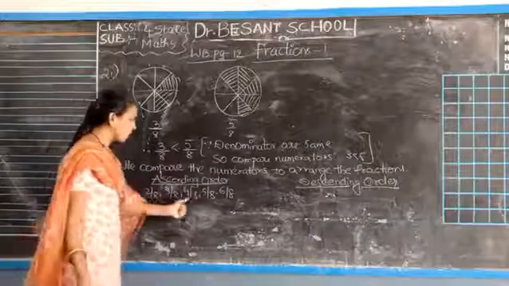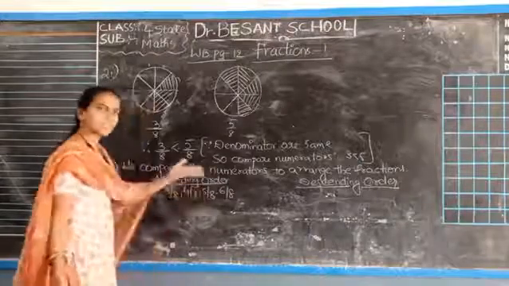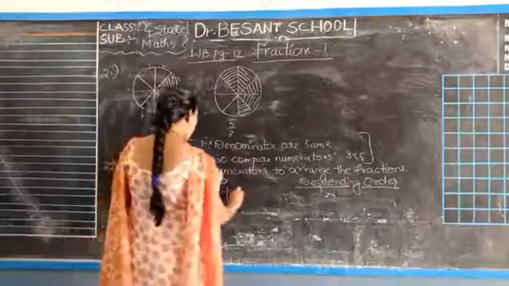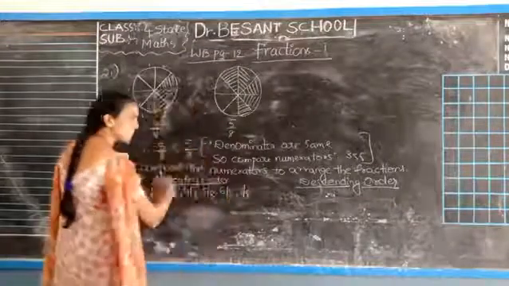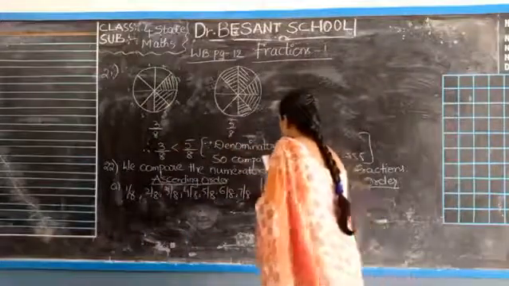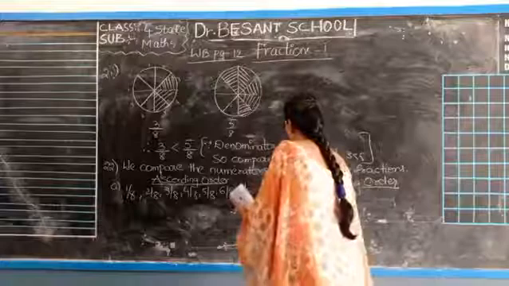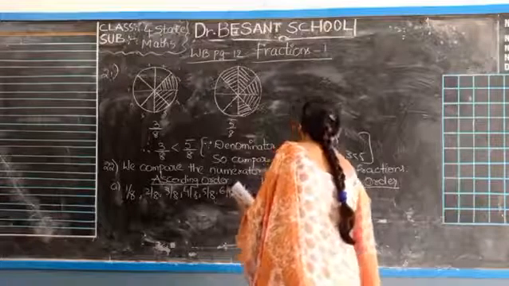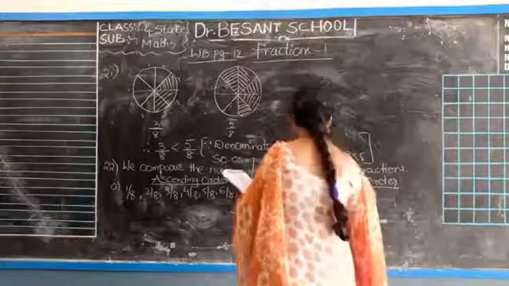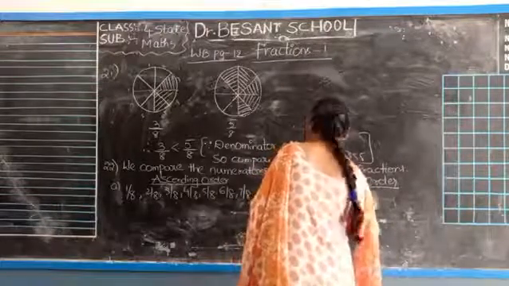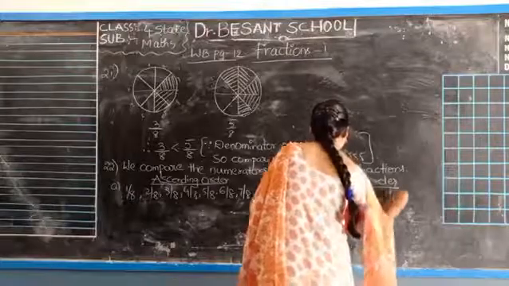Since the denominators are the same, I am observing the numerators and writing them in order. Okay, 6 by 8 and 7 by 8. So what is the descending order for this set? Reverse order. Start writing: 7 by 8, 6 by 8, 5 by 8, 4 by 8. That is only given, no? 4 by 8, 3 by 8, 2 by 8 and 1 by 8.